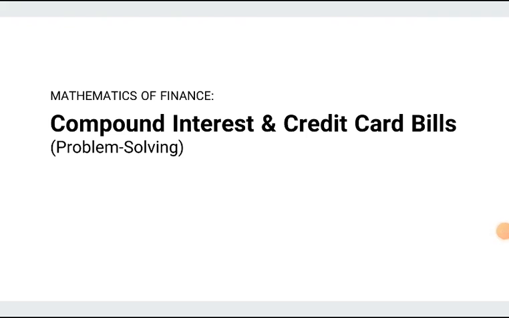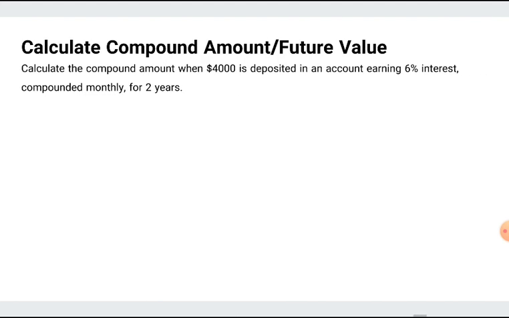Okay, so in this portion of the discussion, we are going to show you problem solving of compound interest and credit card bills problems. Here we are asked to calculate the compound amount, or the future value. We are given the principal, which is 4,000, deposited in an account earning 6% interest, so that's my R, compounded monthly. So there are 12 compounding periods in a year, for 2 years. So my T is 2.